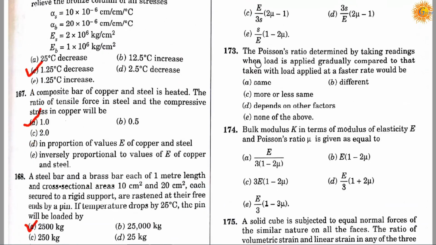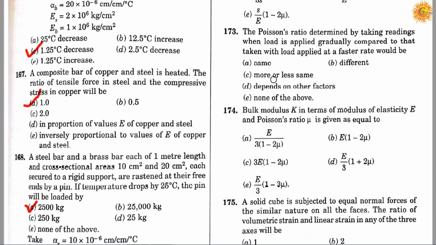Question number 173. The Poisson's ratio determined by taking readings when a load is applied gradually compared to that with load applied at a faster rate would be option A is the same, option B is different, option C is more or less same, option D is depends on other factors, option E none of the above. Correct answer is B, it's different.